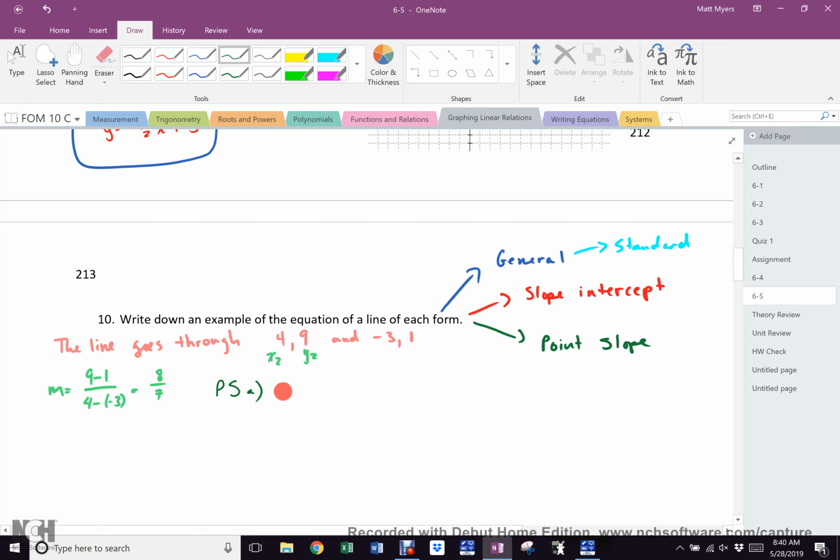This was yesterday's work, ladies and gentlemen. One of the 30 of you knows this. Not x. y minus 1. Okay, Rylan, that's cool. Equals what? 8/7 bracket x plus 3, because it's opposite. Right? What's the other version?